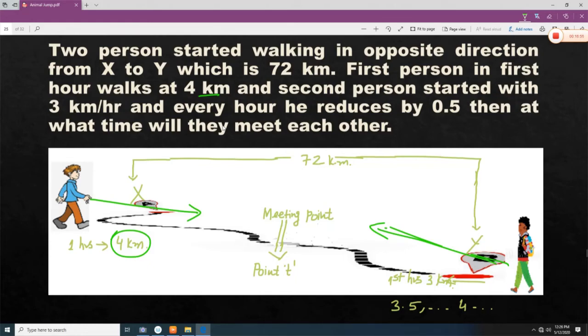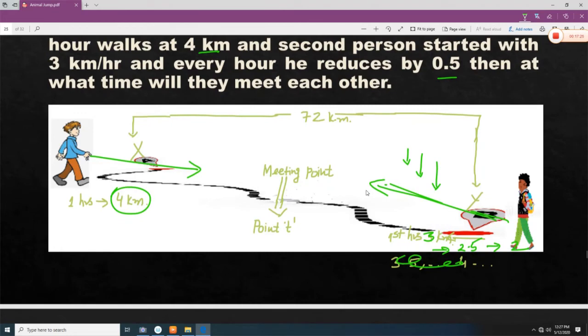The second person started with 3 kilometers, and every hour he reduces by 0.5. So first he is starting at 3 kilometers. Then in the next hour he will reduce by 0.5, so it is 2.5. Next he will again reduce by 0.5, so it is 2 kilometers. So his speed is reducing by 0.5 every hour gradually. Then you have to find out at what time they will meet each other.